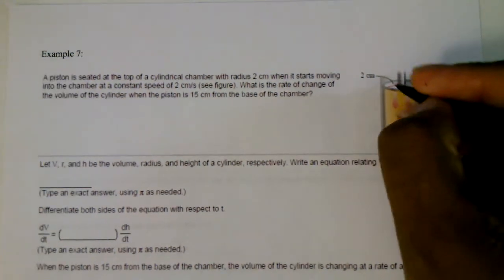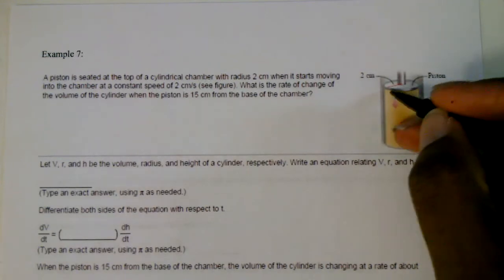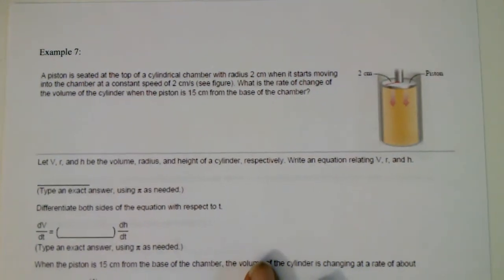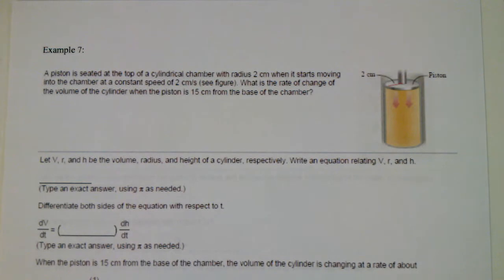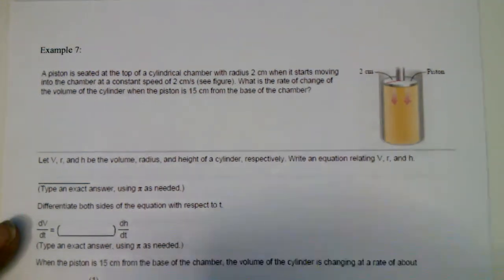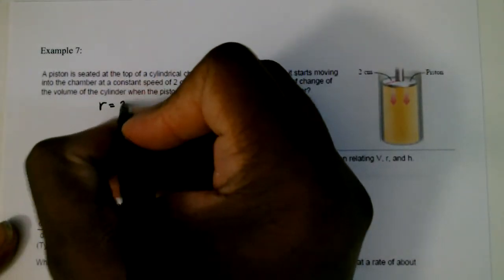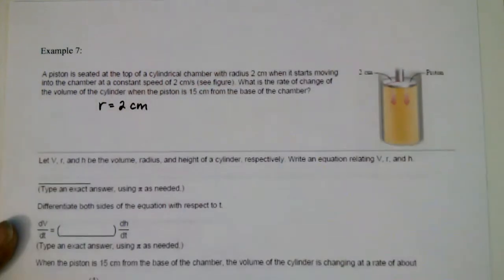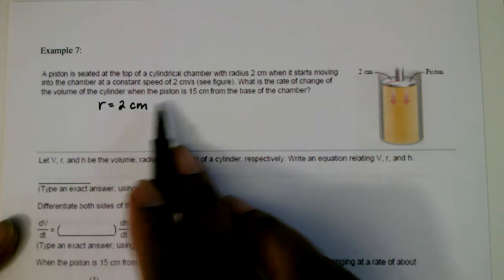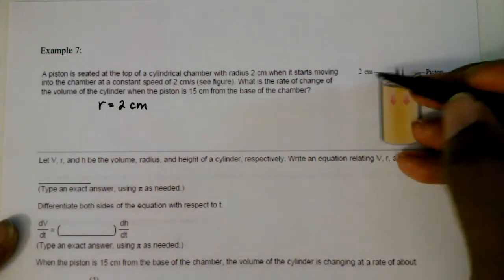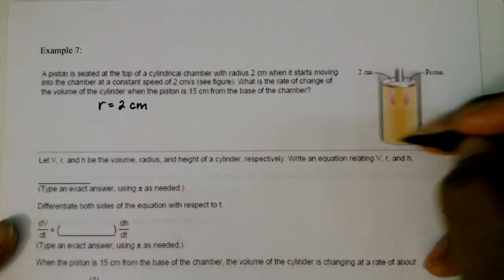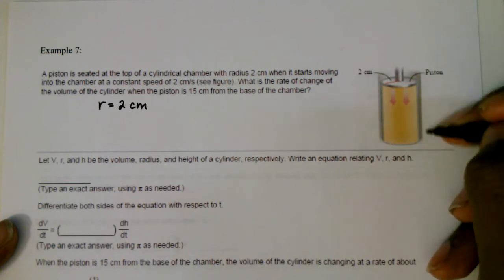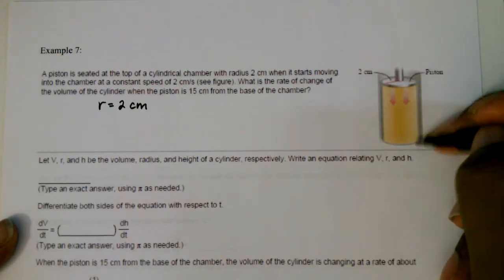Here's the piston right here, and the radius of that piston is 2 centimeters. So that radius is going to be 2 centimeters because that's just the radius of the piston. That's not going to change. And of course, our height is when the piston is 15 centimeters from the base of the chamber. Here's the base of the chamber right here. That height is 15 centimeters. Height goes up and down.